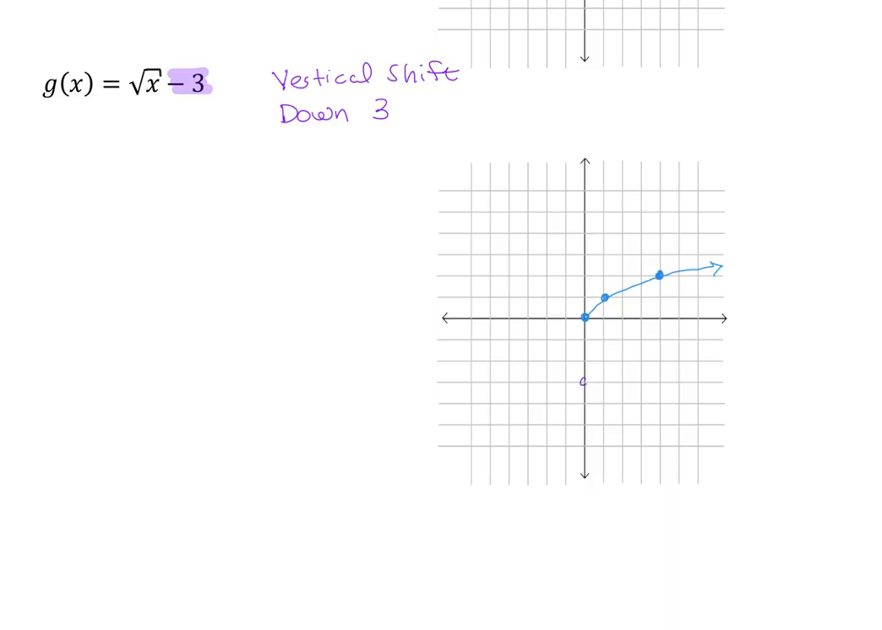So we're going to come down here. If I take my y coordinate of 1, I go 1, 2, 3. We end up here. And my last point, if I go down 3, 1, 2, 3, we end up here.